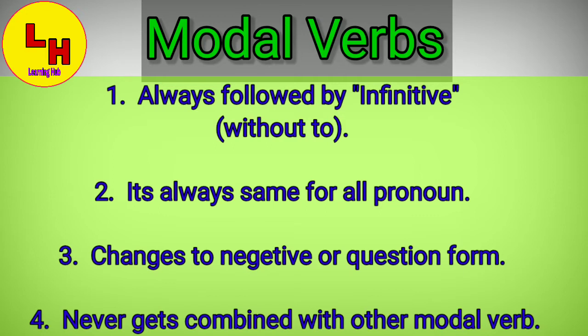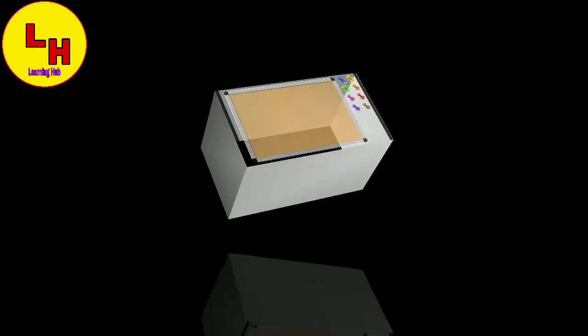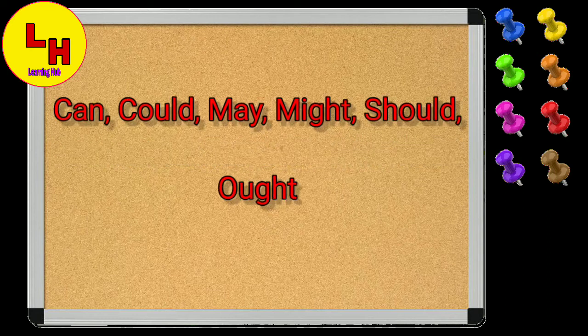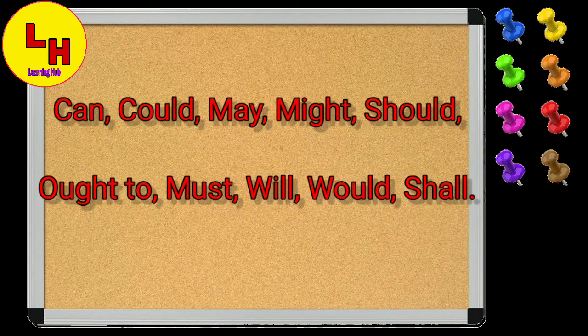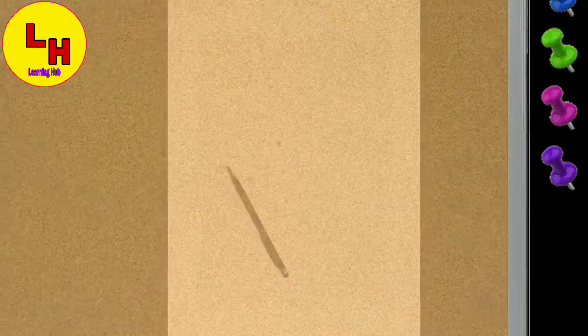Point number 4, never get combined with other modal verbs. We have never seen one modal verb combined with other modal verbs. So these were some important points regarding modal verbs. Now let us see what types it is categorized into. Can, could, may, might, should, ought to, must, will, would, shall. These are some important types it's categorized into.